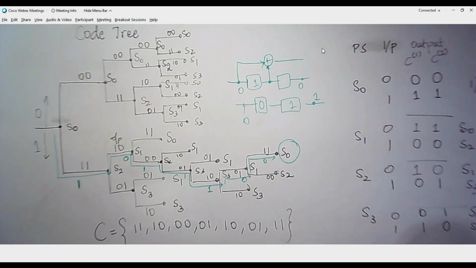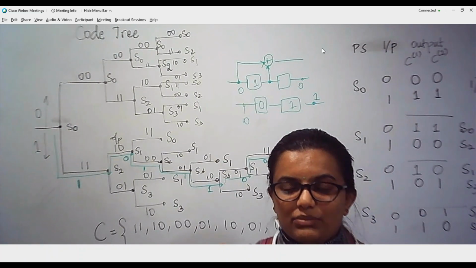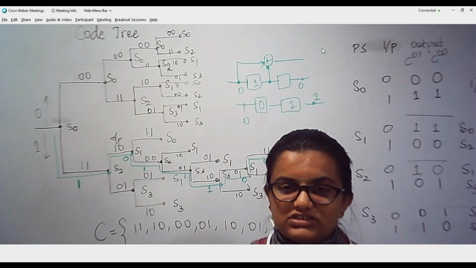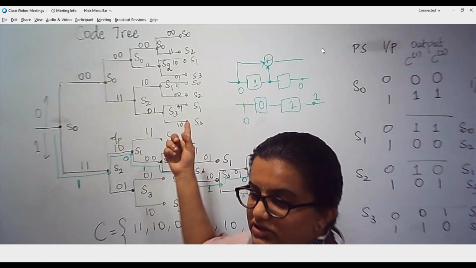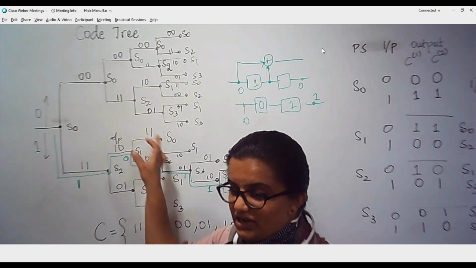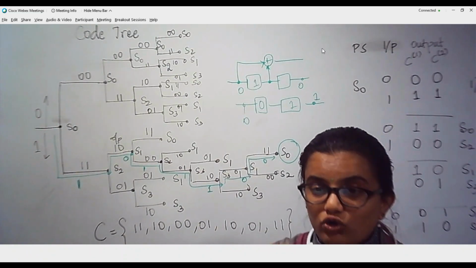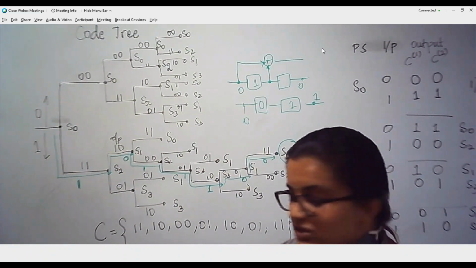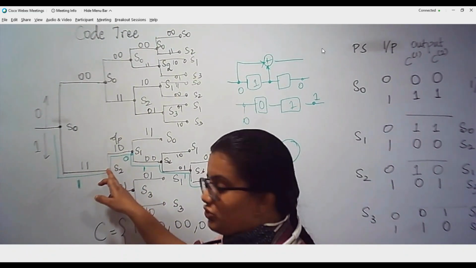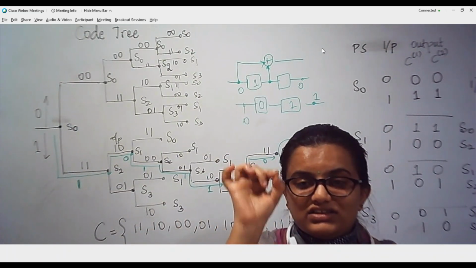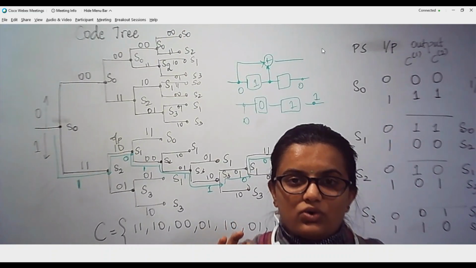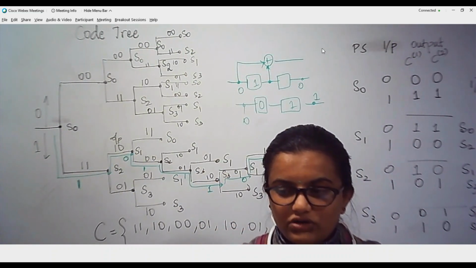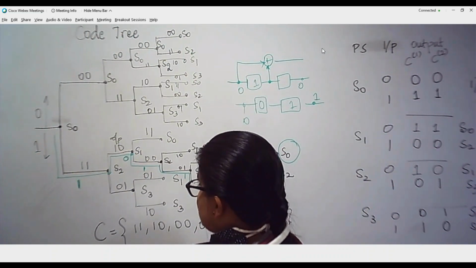So this is it with respect to the state transition table, state diagram, as well as the code tree. In the code tree, whatever the branch names that we are writing over here are the outputs, not the states. The states are represented at the nodes only. Whatever the values that we are writing on the branch lines are the code outputs. So please keep this much in your mind.